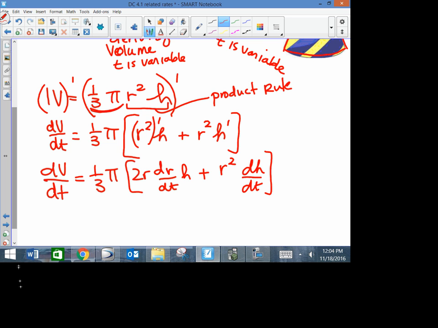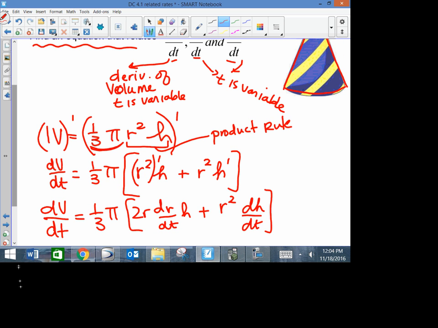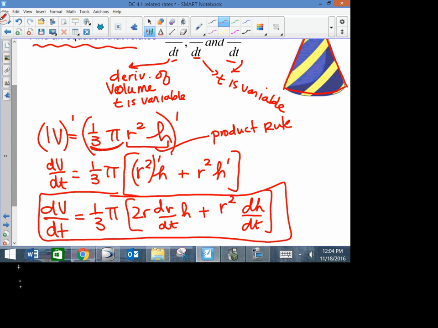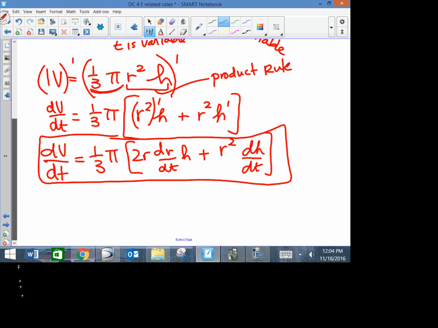All right, we're done. That's all we're doing. We're not really solving anything. We were just finding an equation that represents the relationship. Now what will happen next is that we will start plugging in, and we will either find dV/dt or dr/dt or dh/dt. And then we'll have to be given some of these other values.